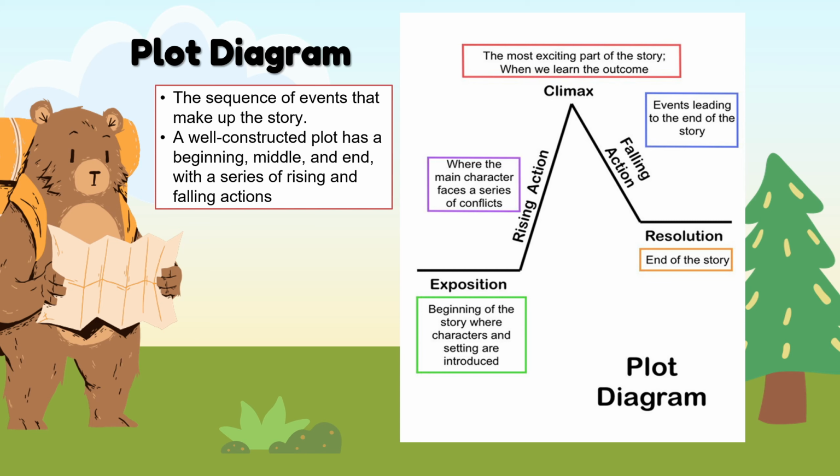Okay. The rising action is where the main character faces a series of conflicts. What kind of conflicts do they face? For example, maybe they need to fight the antagonist, or maybe they are shunned by society. That can be the rising action. The climax is the most exciting part of the story. This is where we learn the outcome. When the conflict comes here, what happens? What happens next? This is usually in the climax. Maybe the protagonist and the antagonist fight to the death, and the protagonist wins.